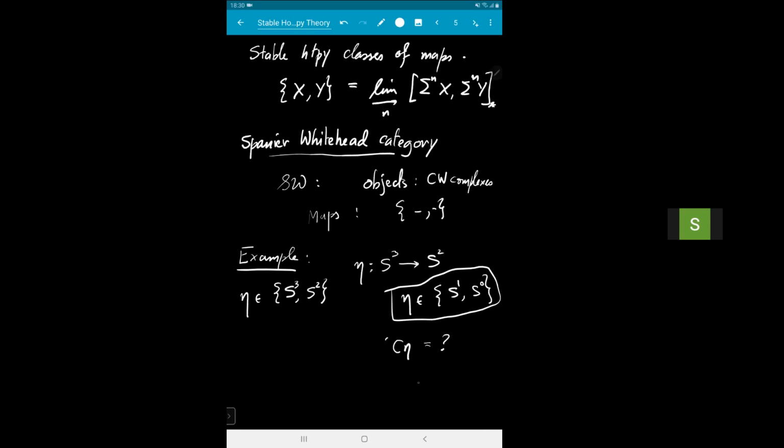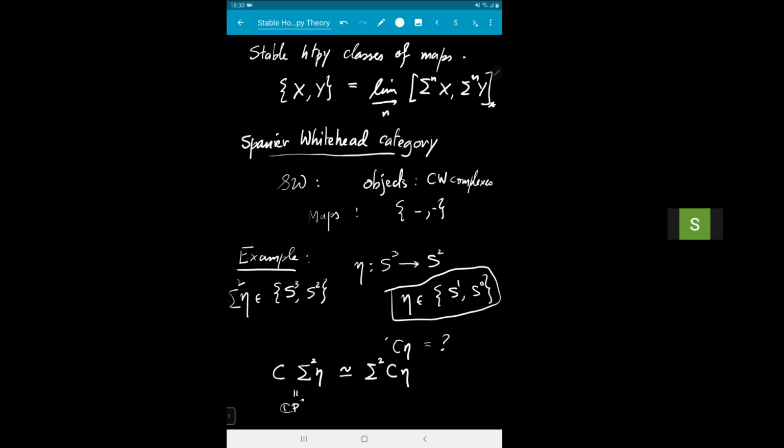Well, surely the second suspension of eta is this eta. I will just write it as sigma 2 of eta. And if I take the cone on that, both of these are homotopy colimits, so I will commute them past each other. So this is sigma 2 of cone of eta. And what is the cofiber of the Hopf map? That is nothing but CP2.